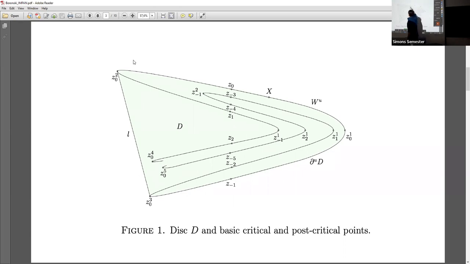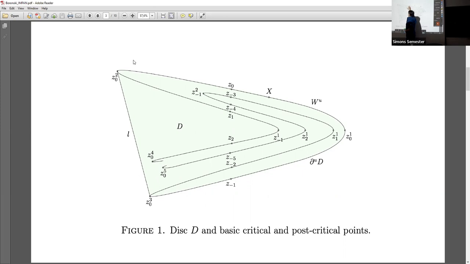Okay, so here you have the critical points forming. Of course, the idea is that the more you follow with the unstable, the more of them you get. And if you're unfamiliar with how this works, one thing to keep in mind is that, okay, here is Z0.